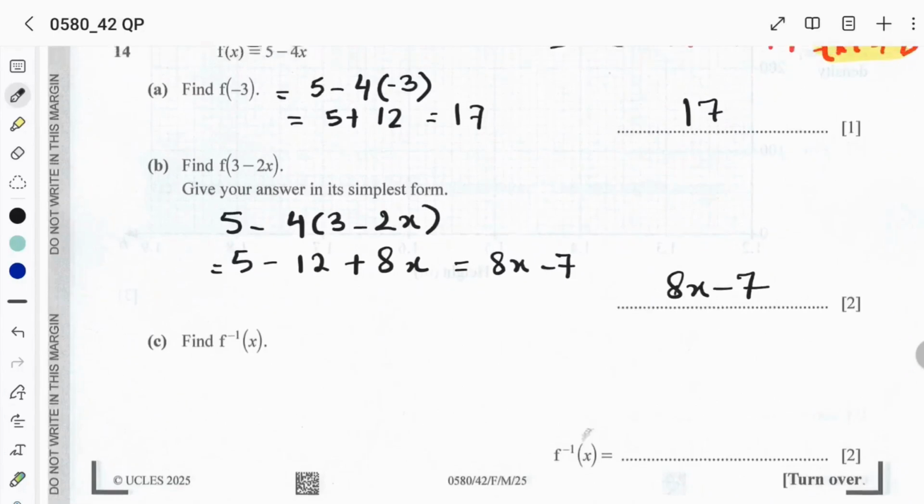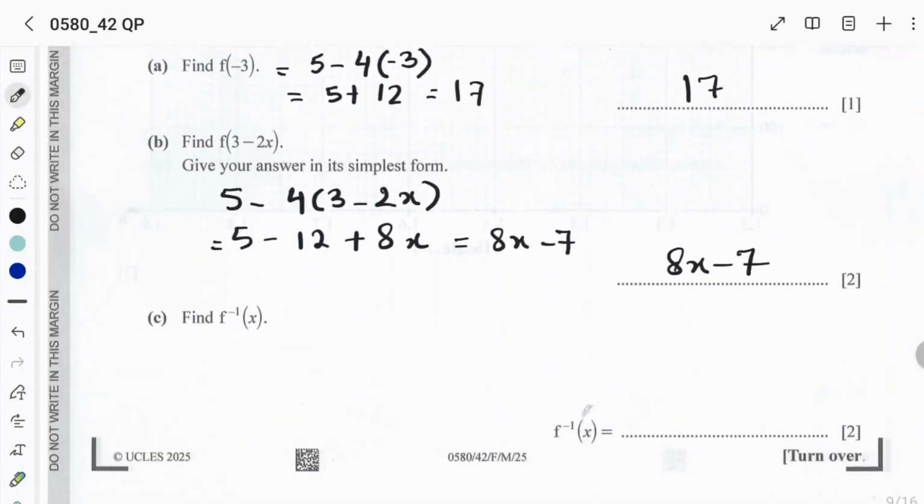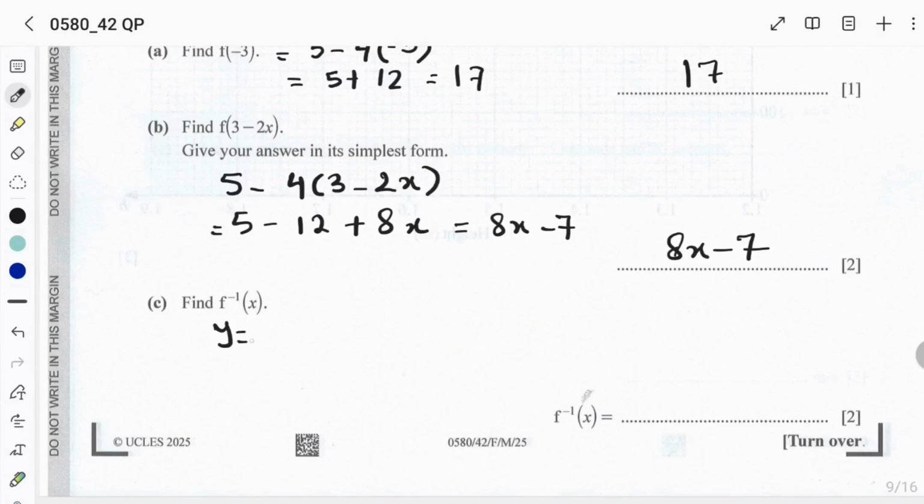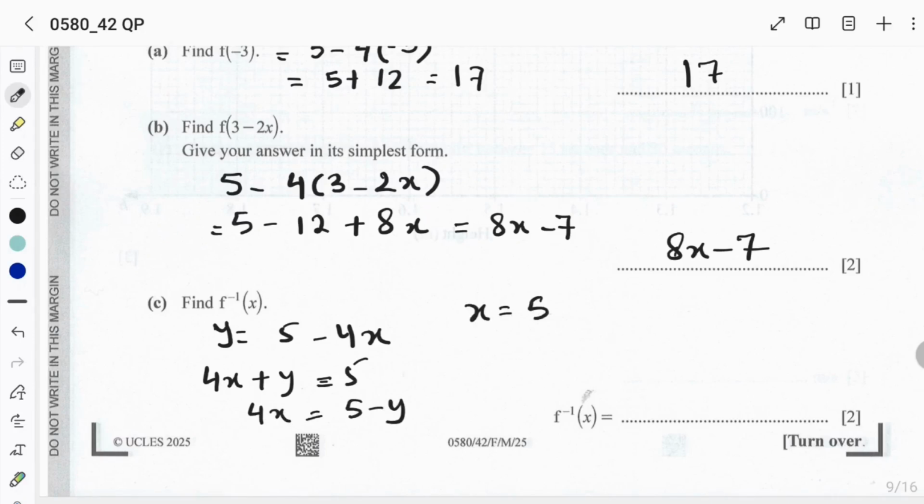Now the C part, f inverse of x. f(x) is 5 minus 4x. y is equal to 5 minus 4x. Make x the subject here. 4x plus y equals 5. We have to make x the positive subject, so 4x is equal to 5 minus y, and x is equal to 5 minus y upon 4. So that's why f inverse of x is equal to 5 minus x upon 4.